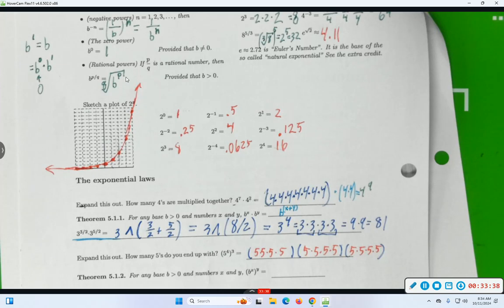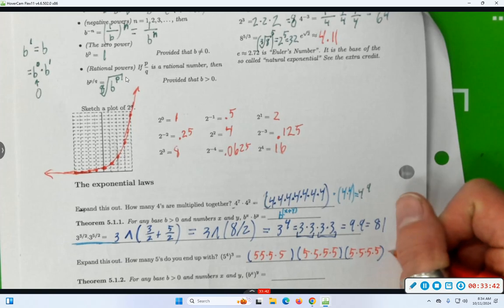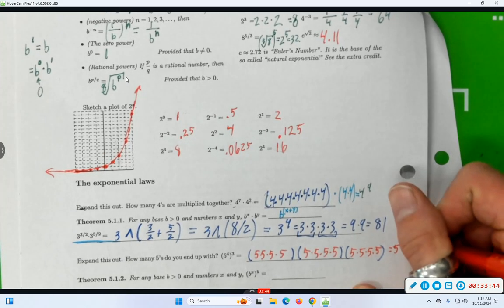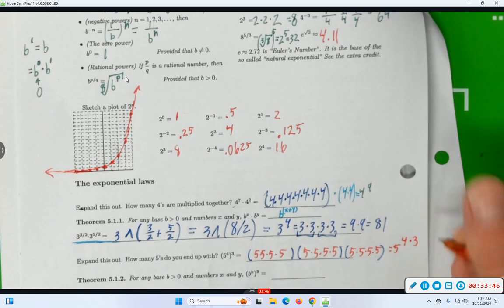Cool. In fact, maybe I'll even write it like this to be extra guiding. It's 5 to the 4 multiplied by 3, because I see 3 groups of 4 things. That's what multiplication means. Think this works in general? Nothing special about any of those numbers except that they were small enough I could actually write them down.